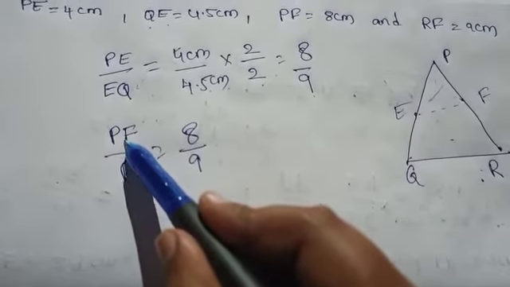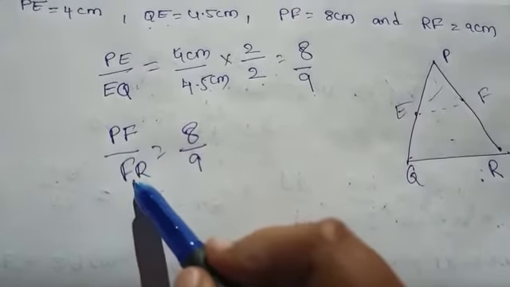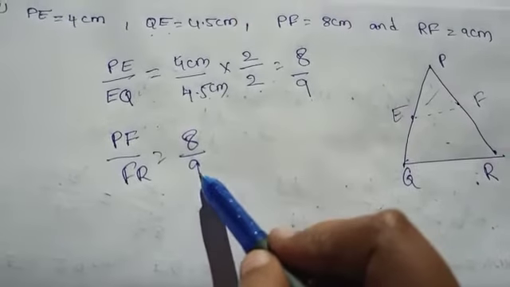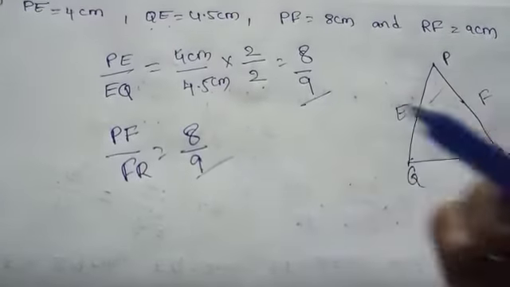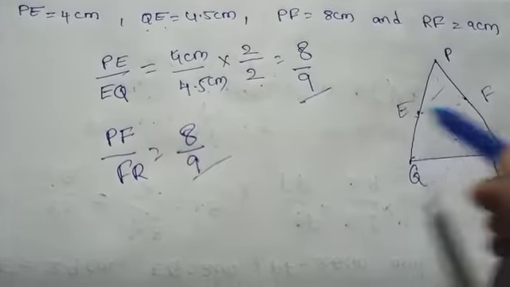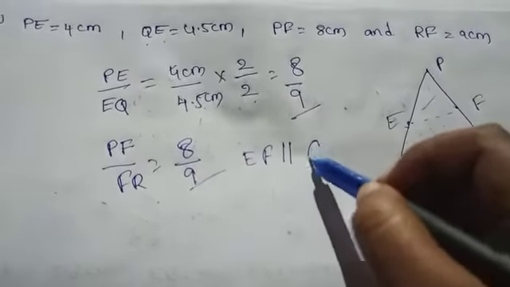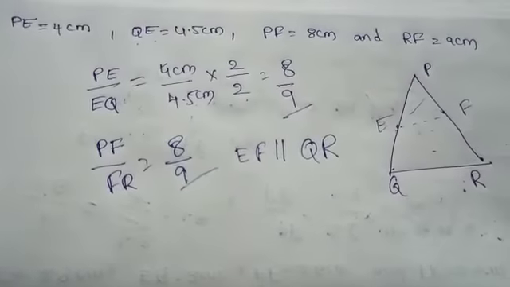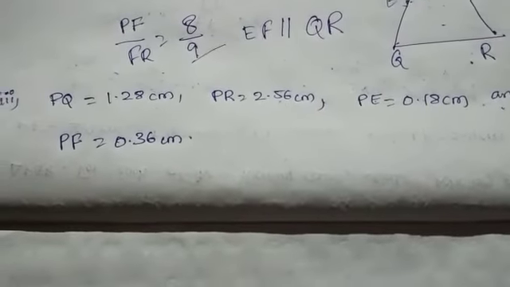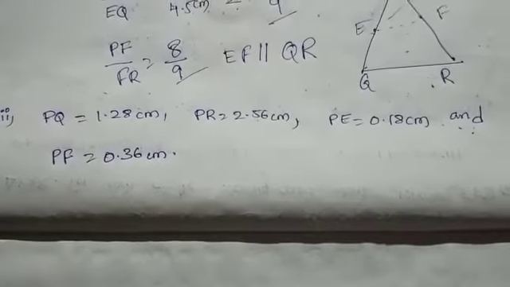Here we get PF by FR equal to 8 by 9. Okay. These two ratios are equal. Then EF is parallel to QR. Okay. In same way, try to solve this question.